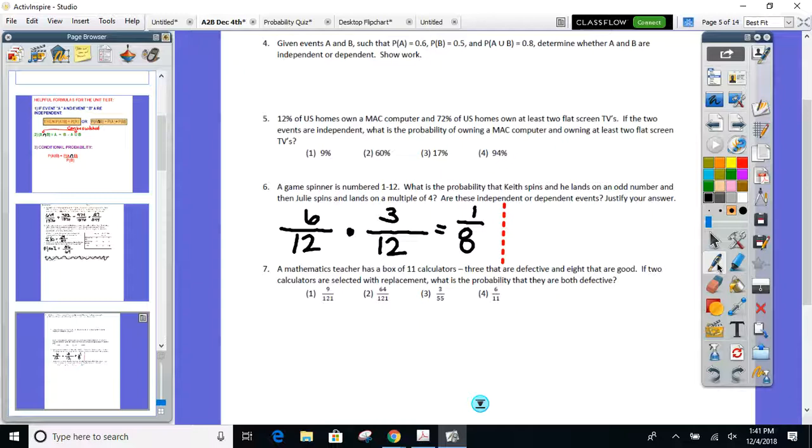I'm just trying to show you, sometimes you don't need to give me a big mathematical explanation. They're independent of each other. Julie's spin, no effect from Keith's. All right, her spin, no effect. So sometimes you can just explain it to me.